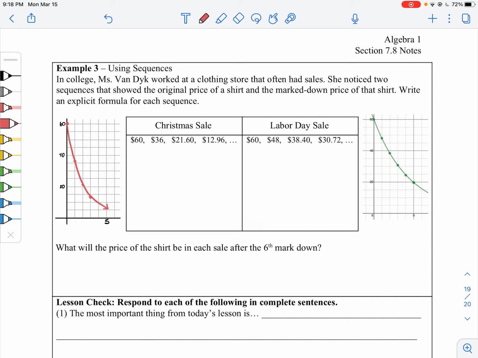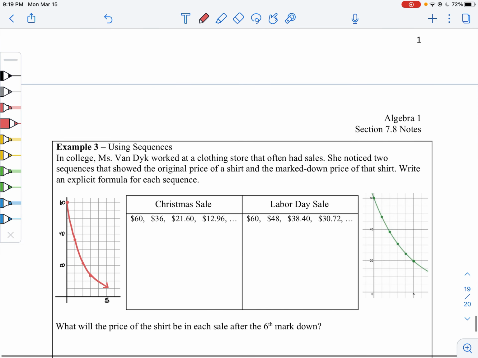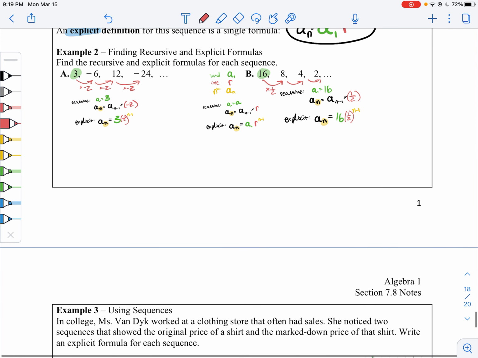So this is a true story. I used to work at a clothing store. Had a lot of sales a lot of the times. And here's the patterns that they followed. I forgot to put the Christmas graph, so I just went and graphed it myself for symmetry. So if you want to look at it, you can. Anyway, so at Christmas time, we had this sale. Now, how can we figure out an explicit formula here? Well, let's find our explicit formula.